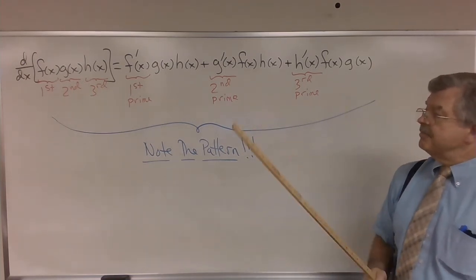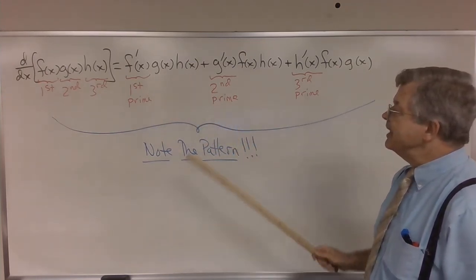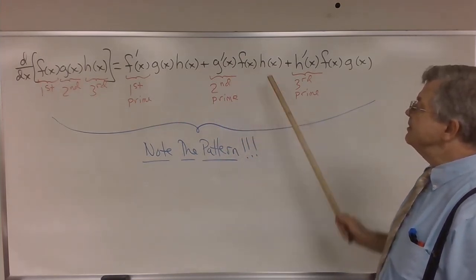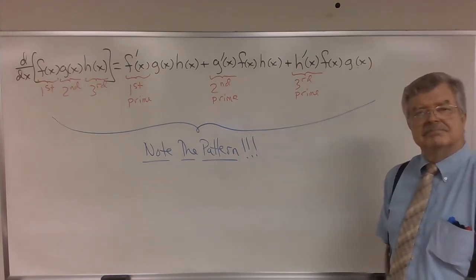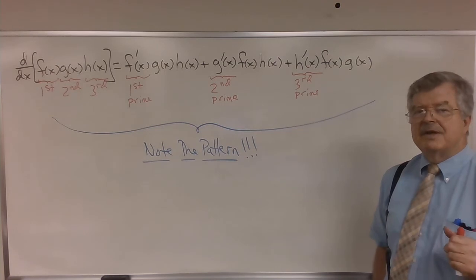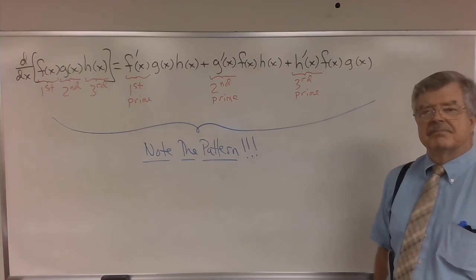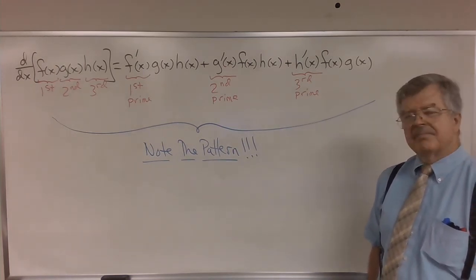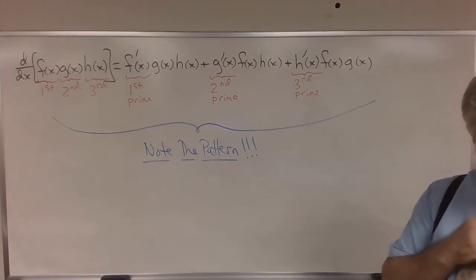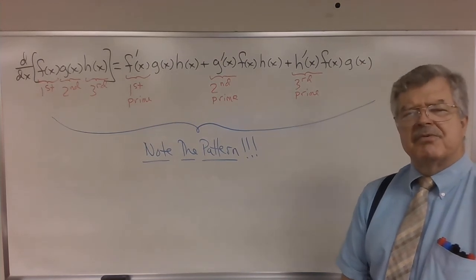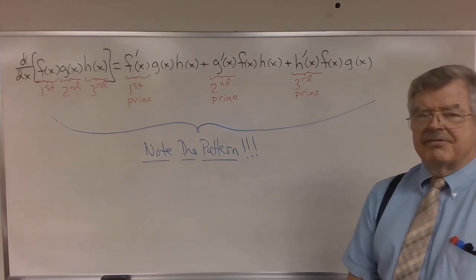The derivative of the product of three functions: first prime times everything else, plus second prime times everything else, plus third prime times everything else. That's how we compute the derivative of the product of three functions. Now, based on this, how would we compute the derivative of the product of four functions?